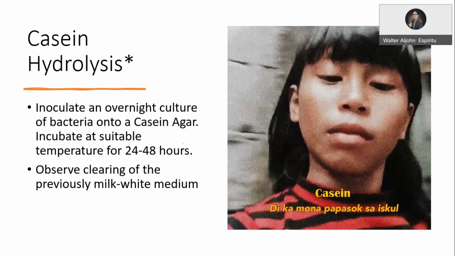Next is the casein hydrolysis. Casein is a protein, so technically we need to test if the microbe can utilize proteins. We'll use a casein agar in this particular part. Inoculate your microbes in the casein agar. After 24 to 48 hours, you need to observe for a clearing of a previously milk white medium, because the casein is found in that. So if there's a clearing, the casein is hydrolyzed.